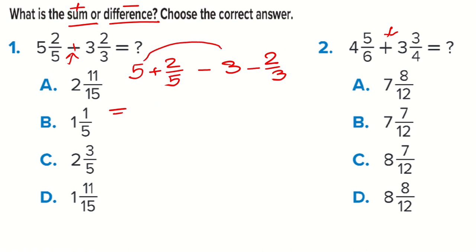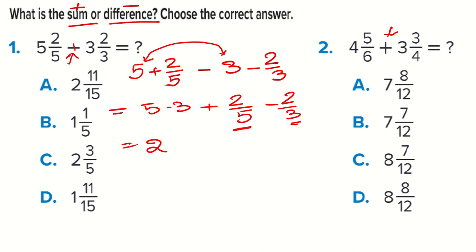You see 5 and 3 both are whole numbers, then they can be subtracted easily. So 5 minus 3 plus 2 over 5 minus 2 over 3. Okay, now here you can see 5 minus 3 we can do easily. So 5 minus 3 is 2. But what about this? Here we don't have the same denominator. So what you can do, see, we got here 2.